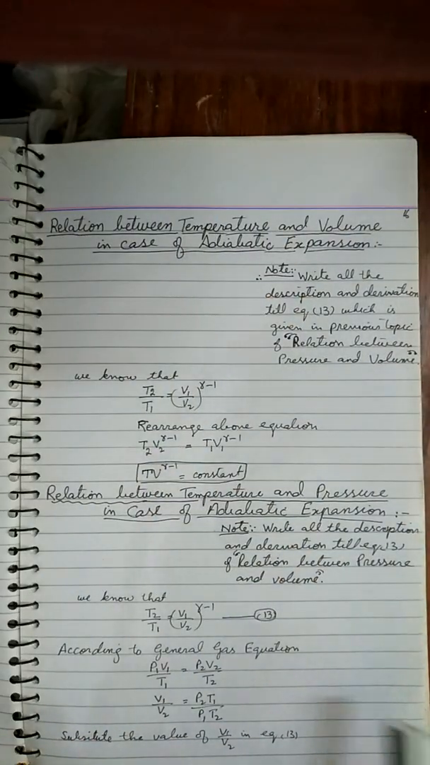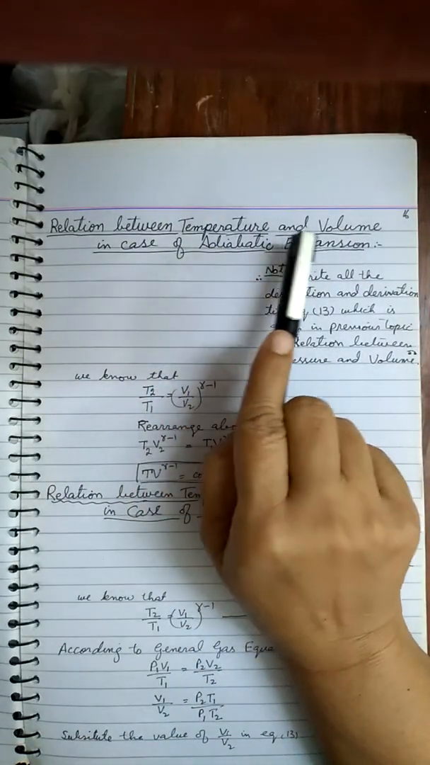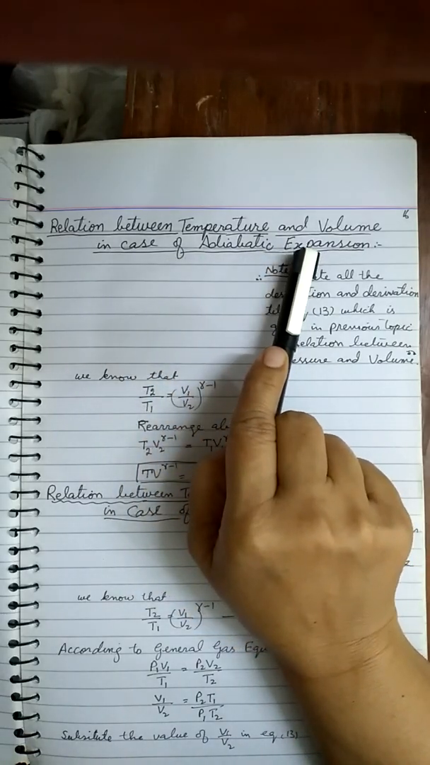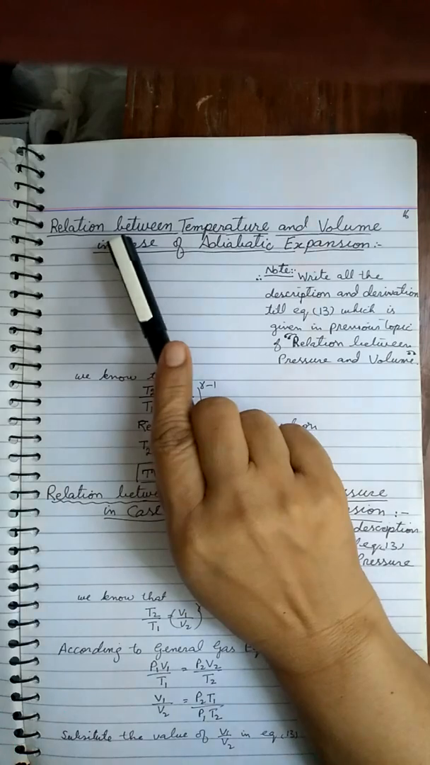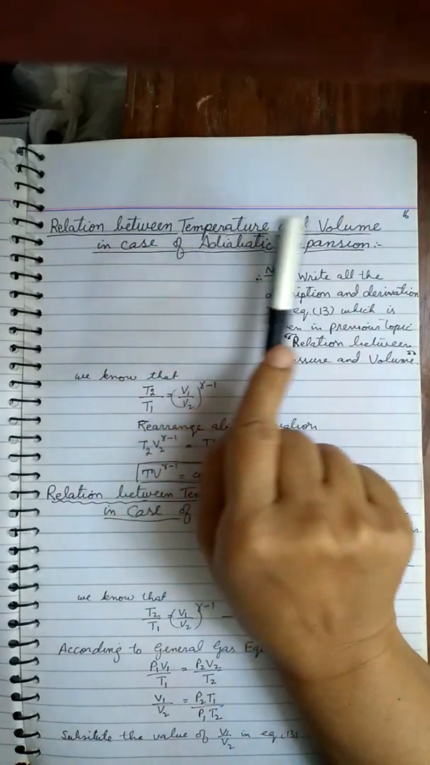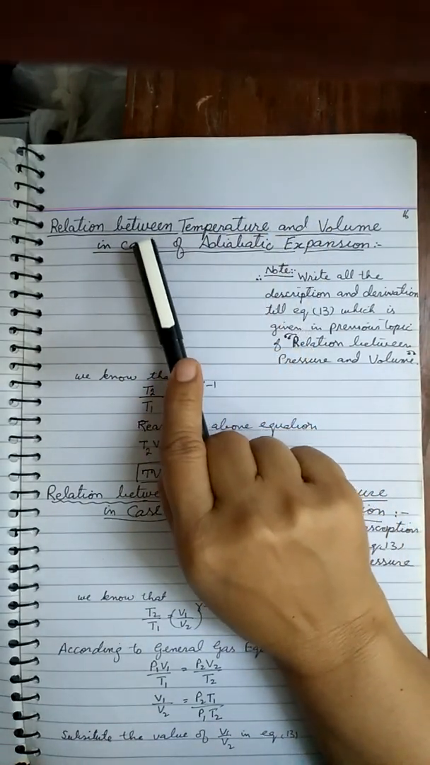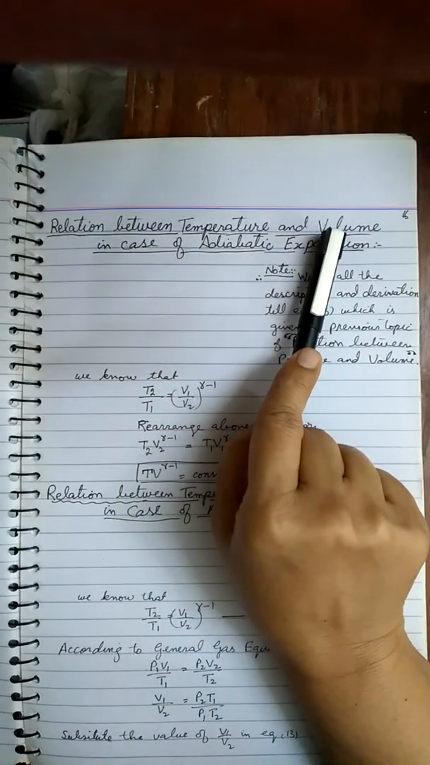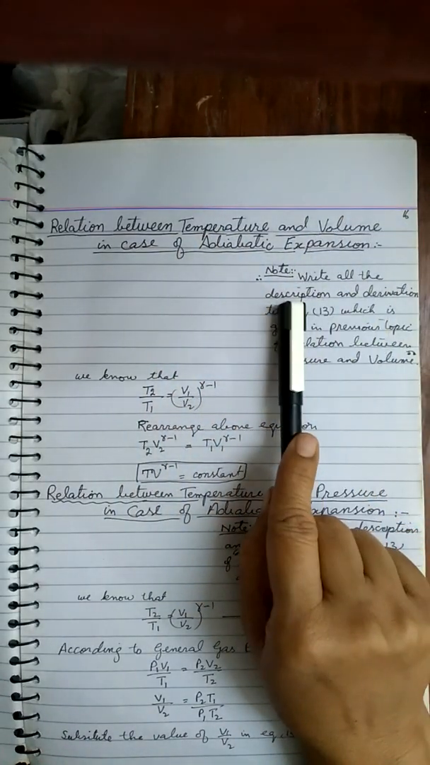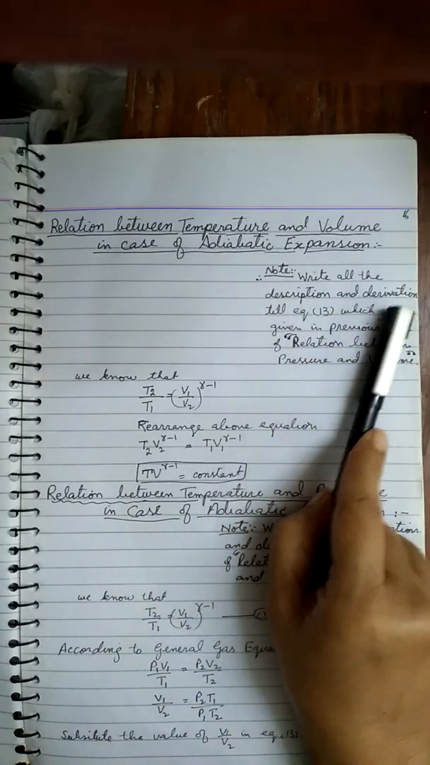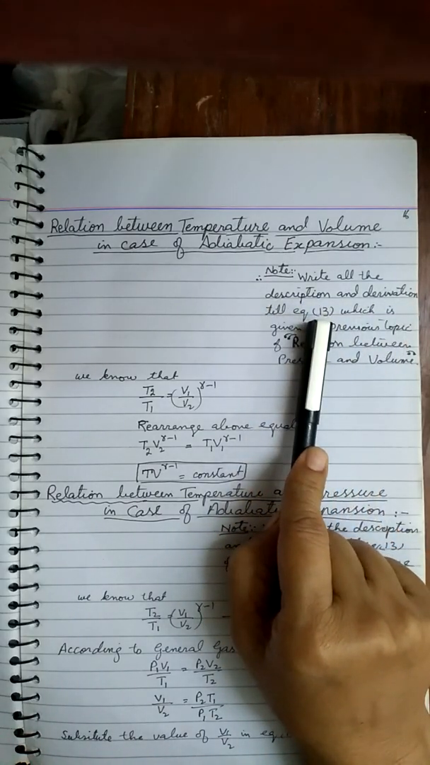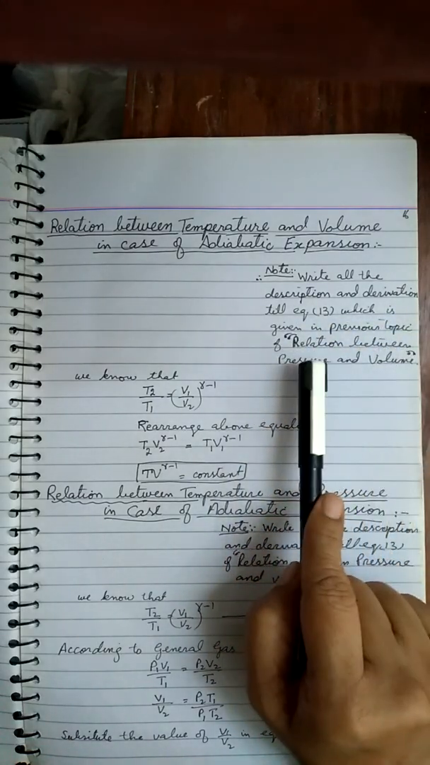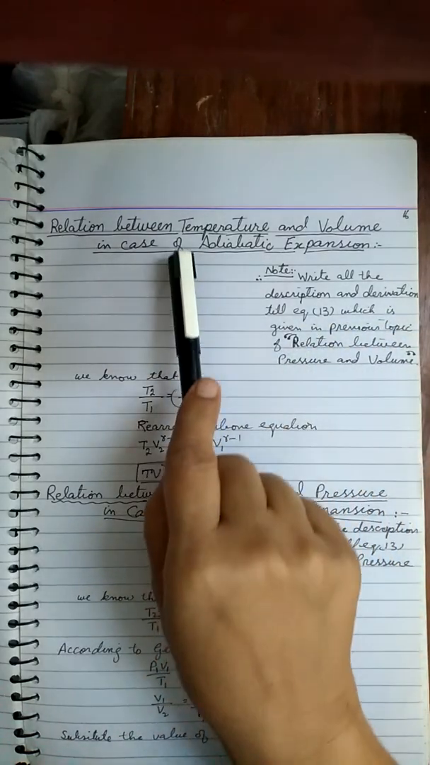Next is the relation between temperature and volume in case of adiabatic expansion. Previously we saw the relation between pressure and volume. Here the change is that it is the relation between temperature and volume. Write all the description and derivation till equation 13 of the previous topic of the relation between pressure and volume here at this point.